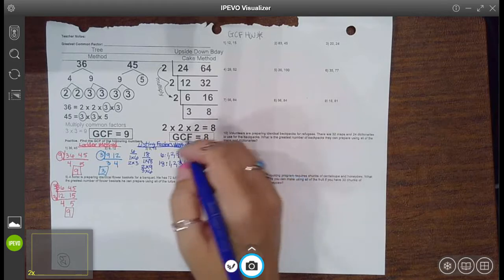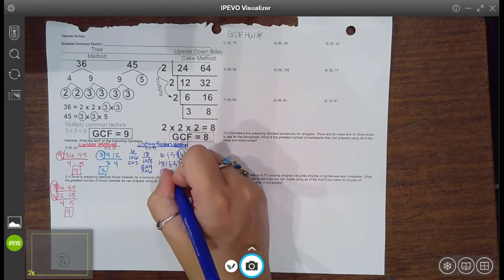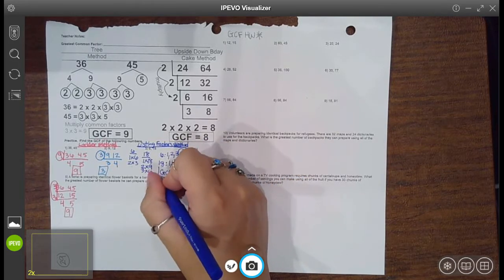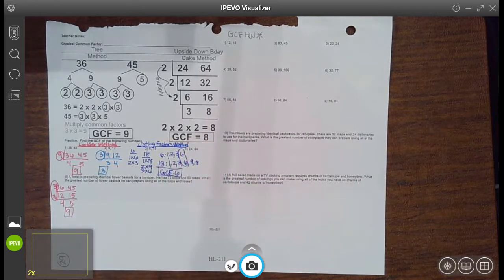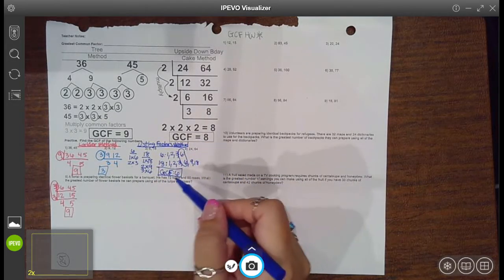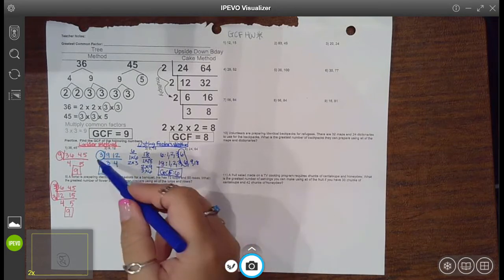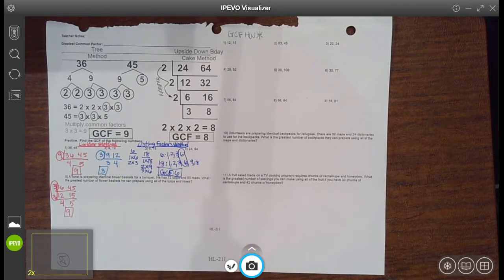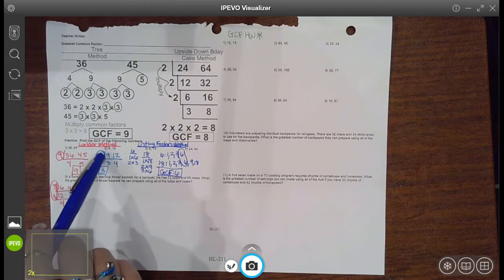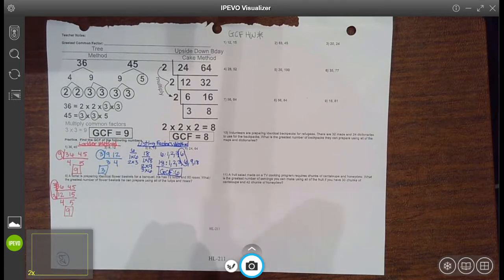So my GCF would be 6. Okay, because it's the greatest factor that they have in common. That way is a way that makes the most sense, but ew, gross. That's a lot of work, right? So much easier. It still gives you the greatest number that can go into both numbers.